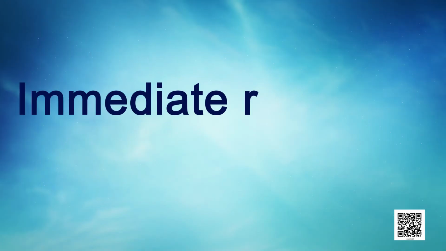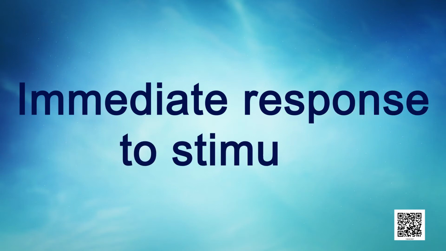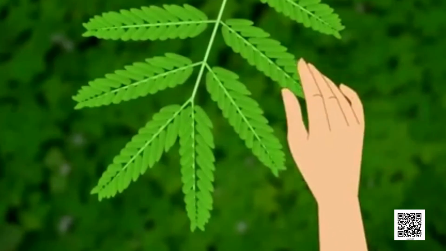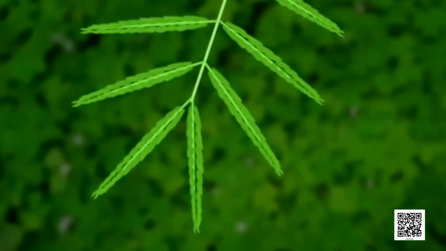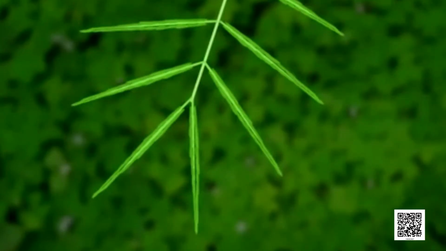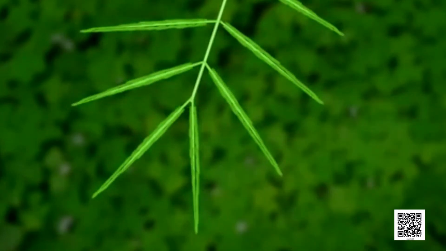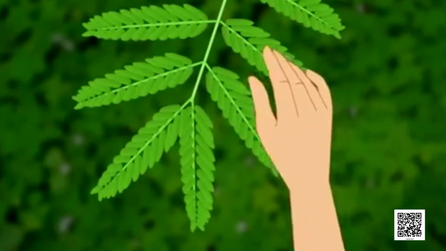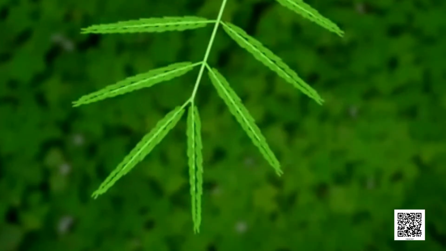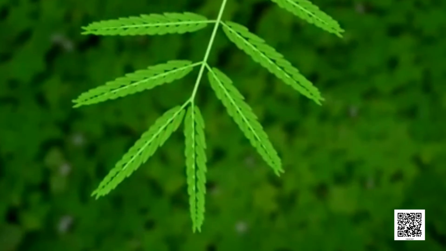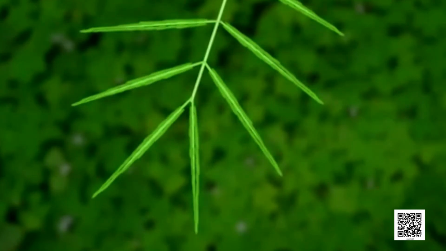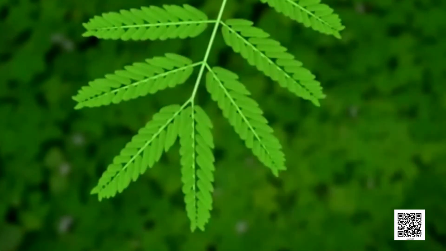Immediate response to stimulus. Let us think about the first kind of movement, such as that of the sensitive plant. Since no growth is involved, the plant must actually move its leaves in response to touch. But there is no nervous tissue nor any muscle tissue. So how does the plant detect the touch and how do the leaves move in response?